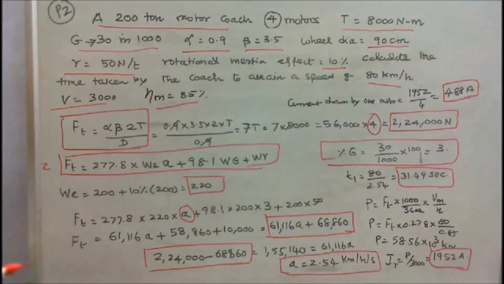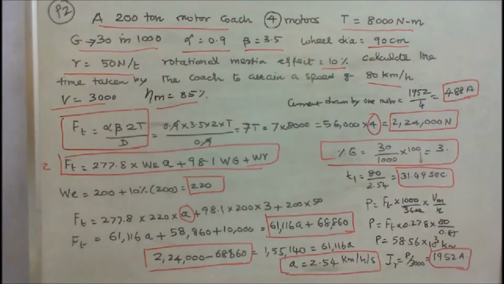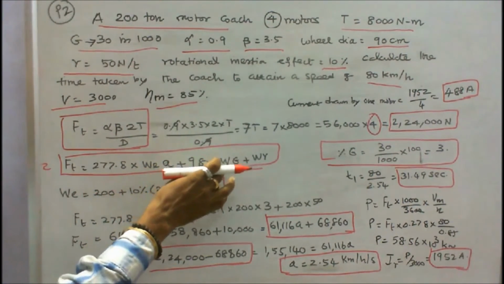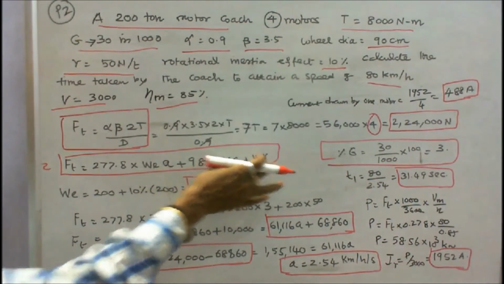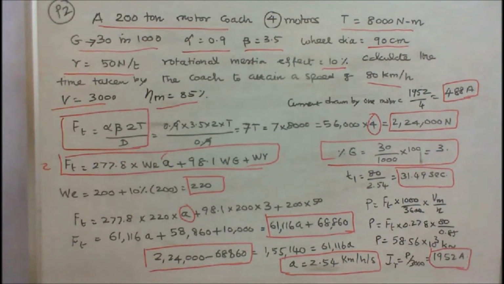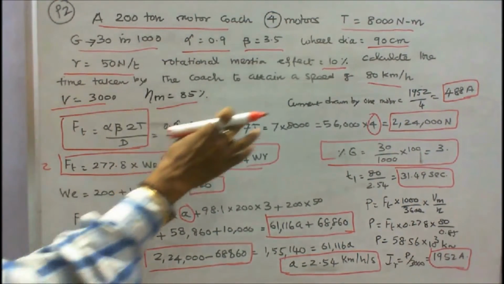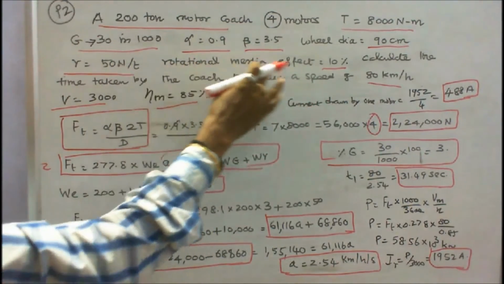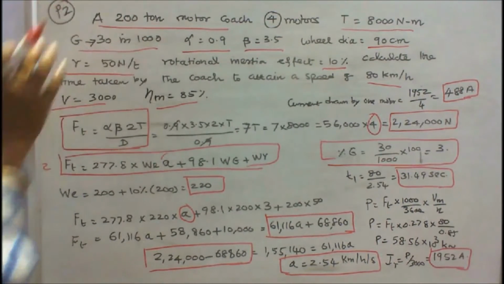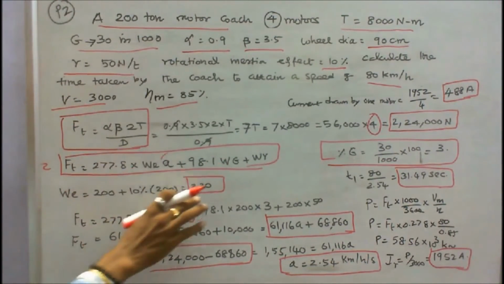The second step is Ft is equal to 277.8 into We, that is the accelerating weight, into A, plus 98.1 into W into G plus W into R. We don't know the value of A, that is the thing. We know the We, here it is given 10%, rotational inertia effect is 10%. Therefore, the dead weight of the train is 200, 200 plus 10% of 200, 220.